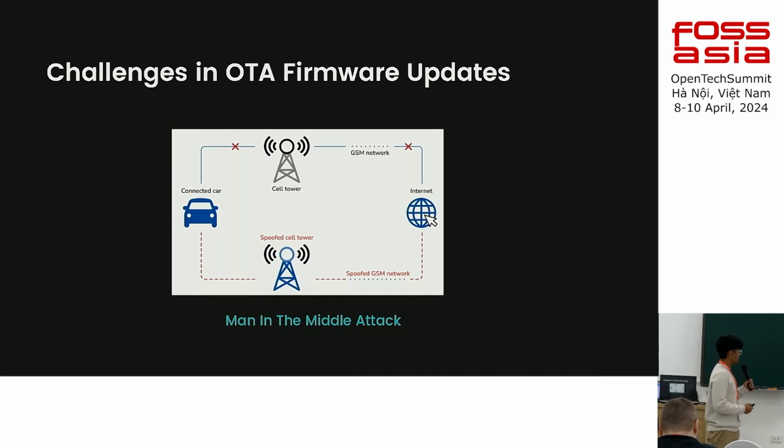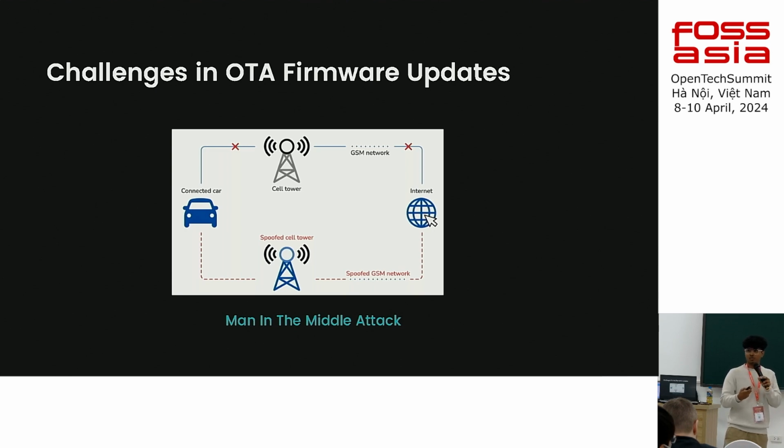The first one is the man in the middle attack. When you are sending both the hash as well as the binary file from the same server, the problem is any attacker can sniff in between. Like you have your Wi-Fi and you have your IoT device connected to that Wi-Fi. Then anyone can sniff in between, read those packets, make changes to those packets, or change the whole binary file, and then your IoT device will receive a different update.